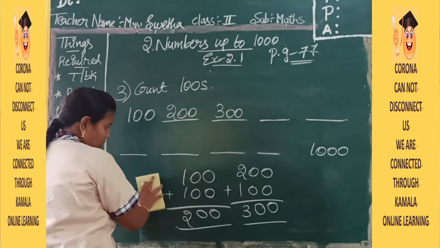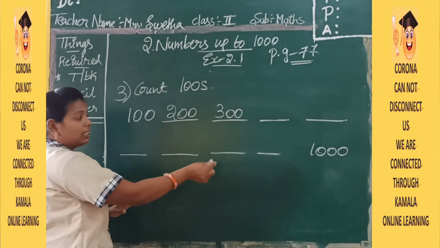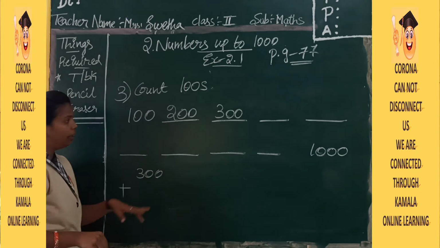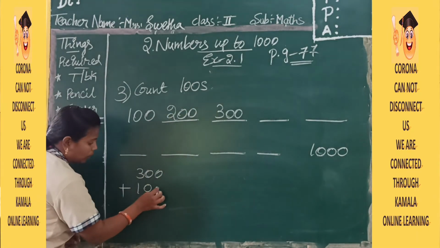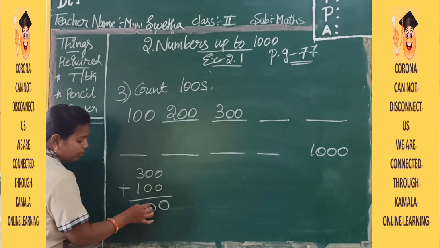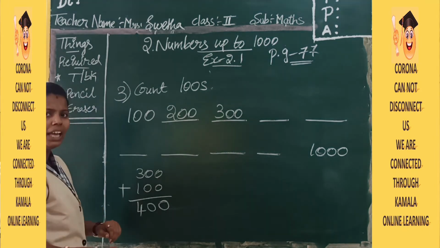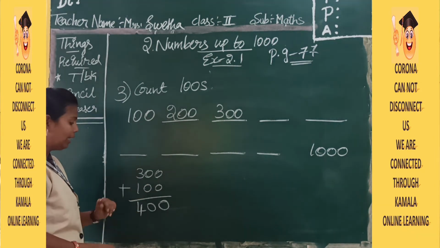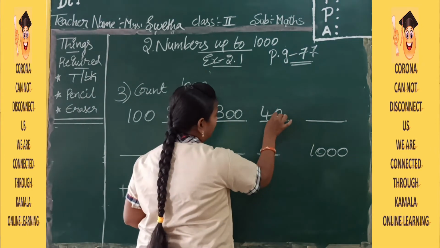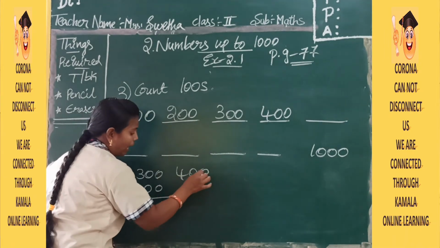So now like this only you have to go on adding 100 to the last number. So again here add 300 plus 100. 0 plus 0, 0. 0 plus 0, 0. 3 plus 1, it is 4. Only 1 we are adding, no? The next number only will come here. So 3 plus 1 it is 4. Okay. So what is the number? 400. Now to this 400, again you add 100.